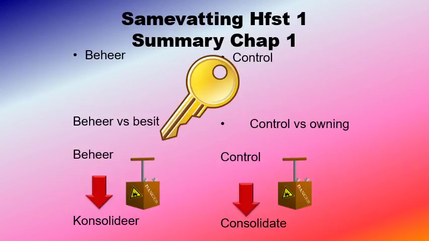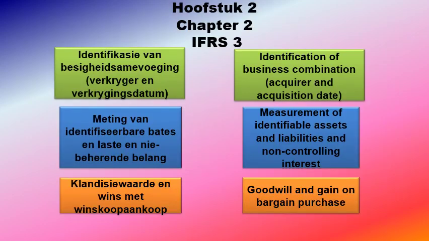Okay, so that was chapter 1 in a nutshell. Just a quick recap. What are the most important things that we saw from chapter 1? We learned about control, and control versus owning shares and voting rights, and that control is the thing that causes us to then start to consolidate. And we also, in just a quick view, looked at how we do consolidation procedures.